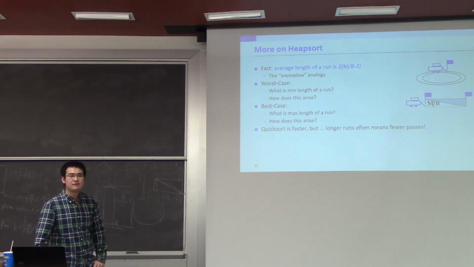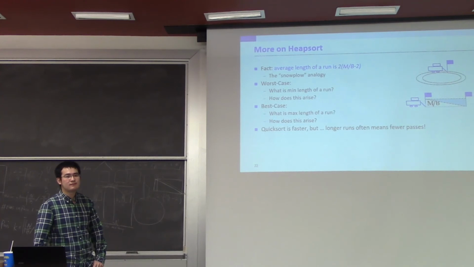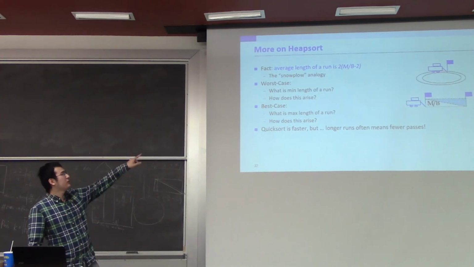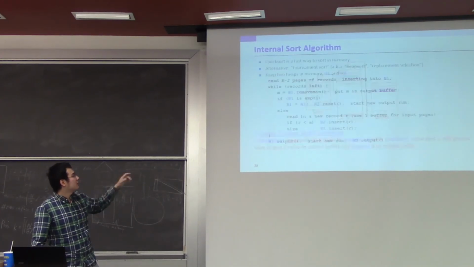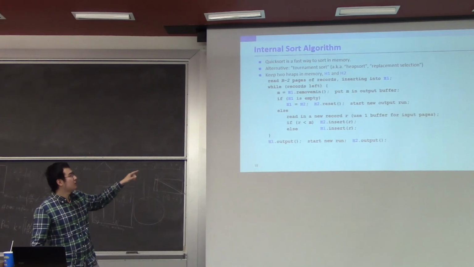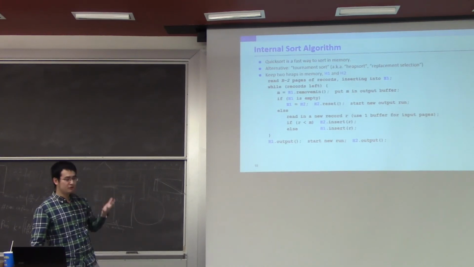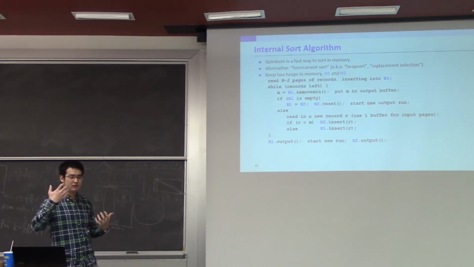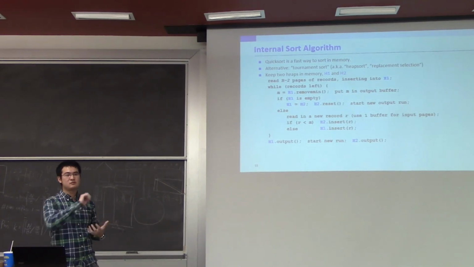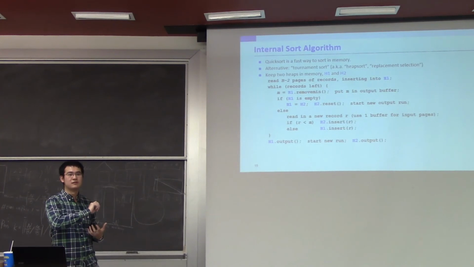Yeah. Why is the average length of a run M minus 2 there? Oh, you mean the minus 2? Oh, yeah, because in this algorithm, you have to reserve a page for the output buffer and reserve a page for the input buffer. So that's where the minus 2 comes from. Okay.